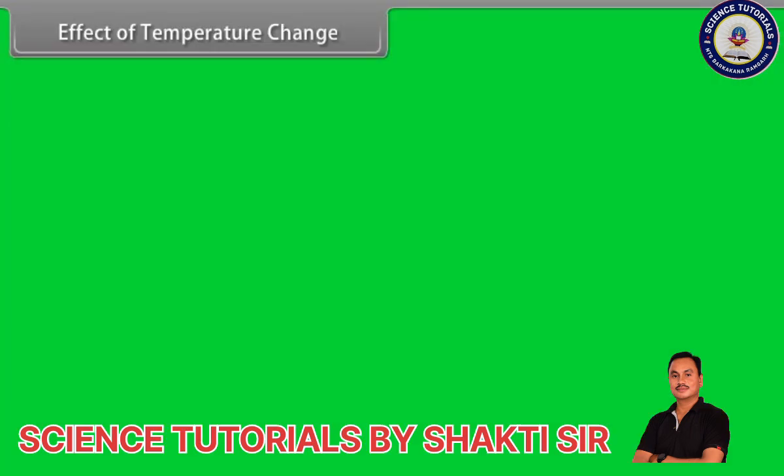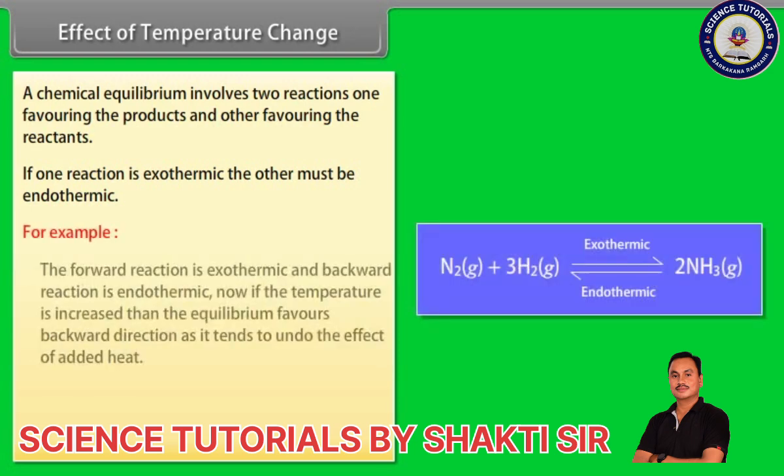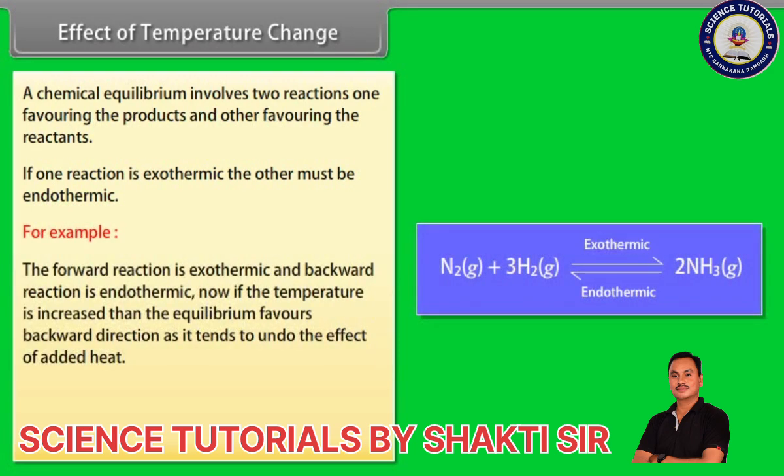Effect of temperature change. A chemical equilibrium involves two reactions, one favoring the product and other favoring the reactant. If one reaction is exothermic, the other must be endothermic. For example, the forward reaction is exothermic and backward reaction is endothermic.